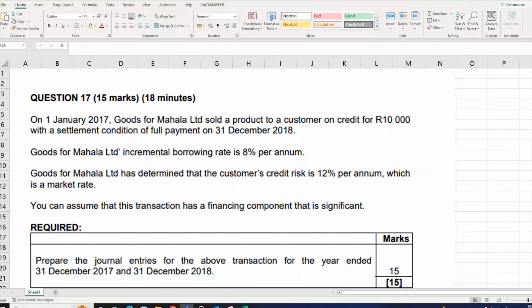So to start off with the required, we are asked to prepare the journal entries for the above transaction for the year ended 31 December 2017 and 31 December 2018. Okay, so this question is coming from your additional questions on the MyUnisa platform, under the additional resources. You've got, I think, 18 additional questions. So this is question 17 coming from there.